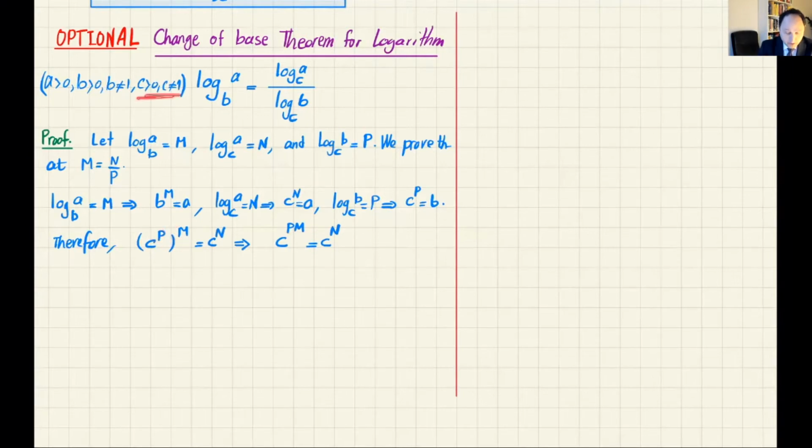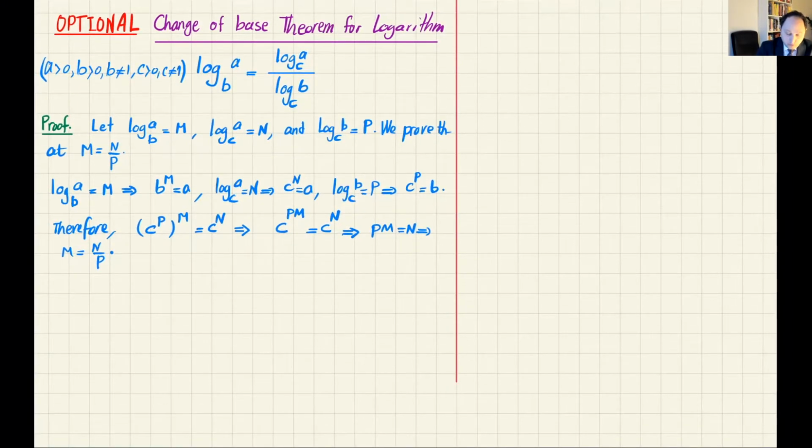But here it's mentioned that C is positive and not equal to 1. So it's crucial. C shouldn't be equal to 1 because now I can conclude that if C is not equal to 1 and positive, and you are saying that these two numbers are equal, there is only one way this can happen, and that is when the exponents are equal. So this means that P times M is equal to N, and then if I divide by P, this means that M is equal to N over P, and then we are done. So actually you see that the proof is very, very simple.